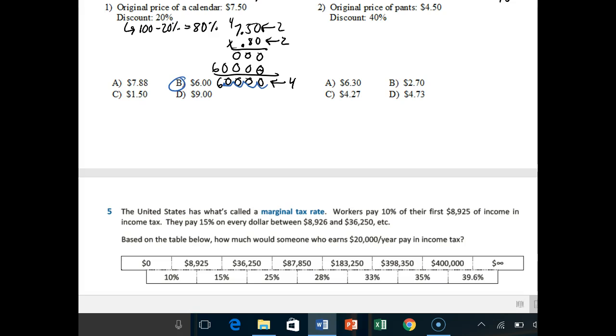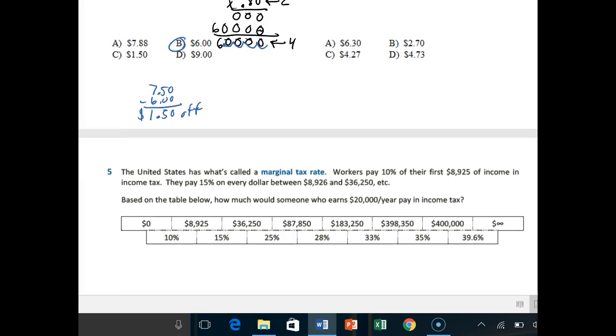So an original, if a calendar is $750 and they say, hey, take 20% off of that, what do I have to pay in the end? $6. How could I find out what the amount discount was? I could literally just say $750 minus 6, and I could realize, oh, I got $1.50 off for my 20% discount. Okay, you're gonna do number 2 on your own.